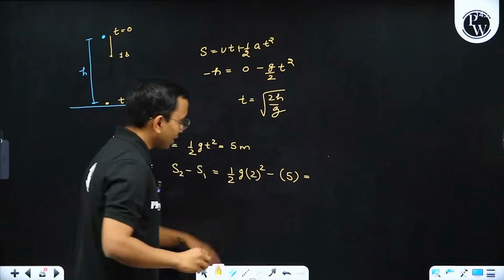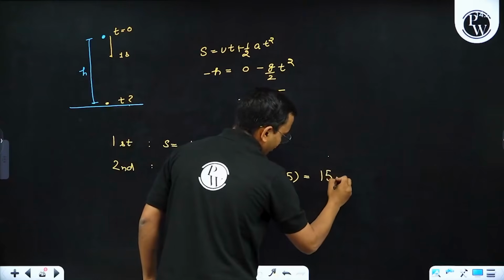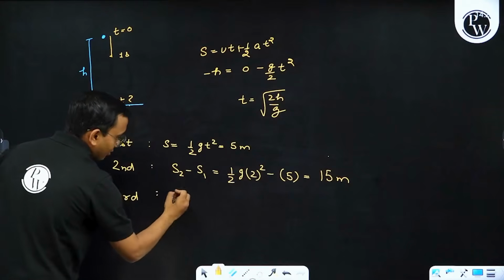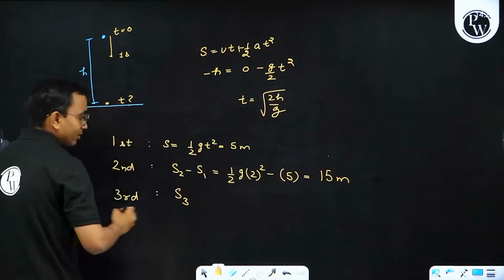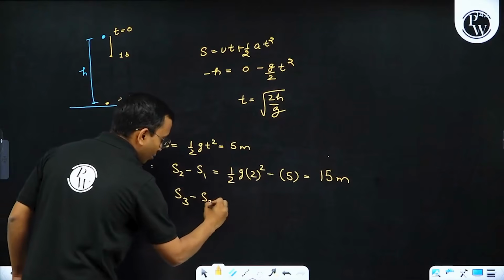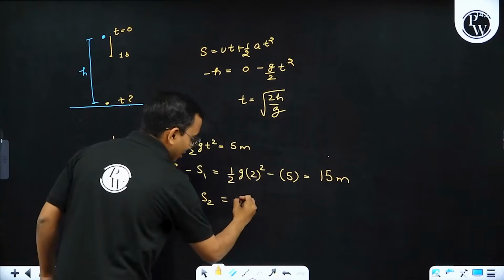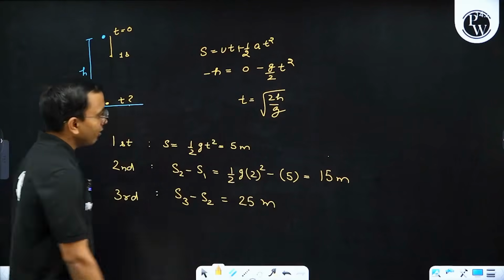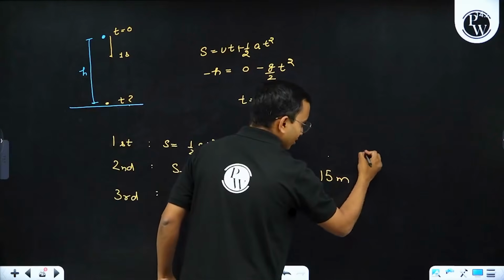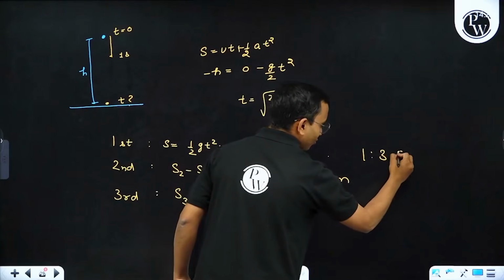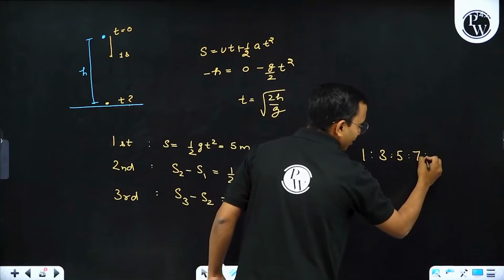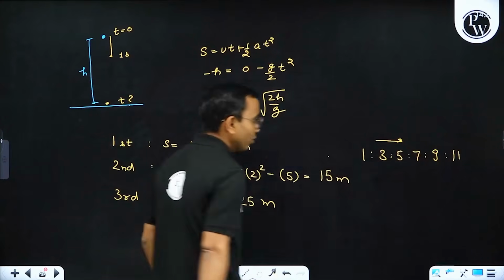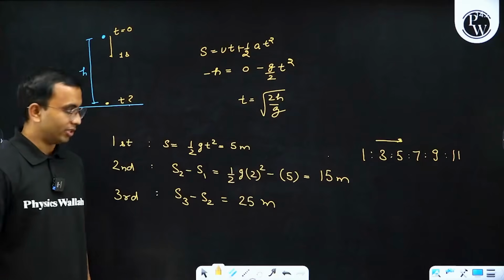So this will become 20 minus 5 is 15 meter. Similarly, if I ask you in the third second, this will become total distance in 3 seconds minus how much it covered in 2 seconds. This will come like this. And if you see the ratio, it is 1 is to 3 is to 5 is to 7 is to 9 is to 11, and this we call as Galileo's ratio of odd numbers.